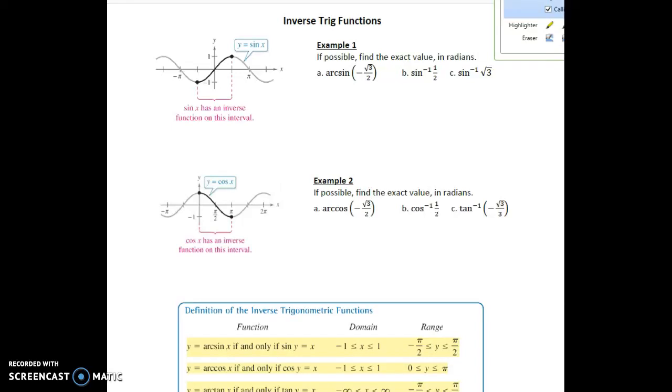Hi guys, we are talking about inverse trig functions. I have to say that this is probably a topic that students do find difficult simply because of notation, I would say.